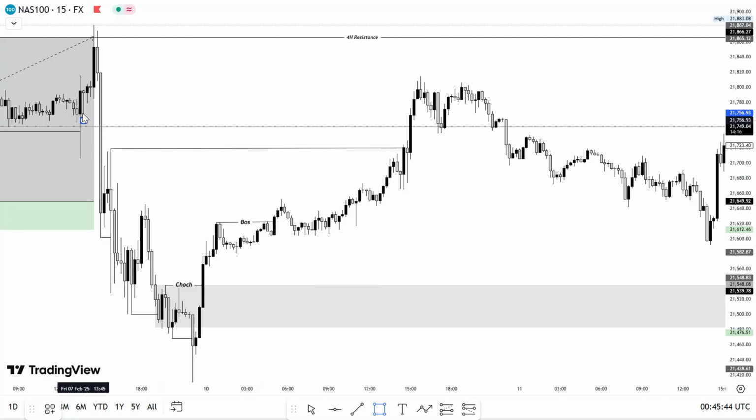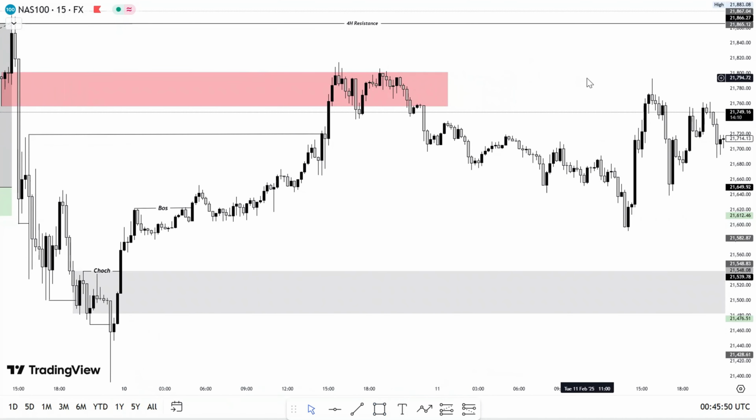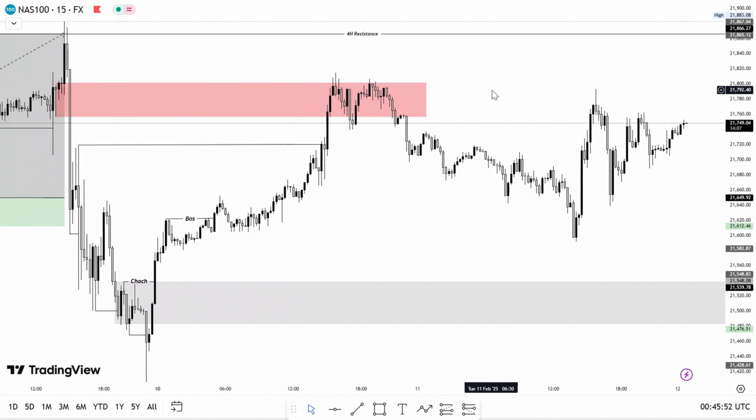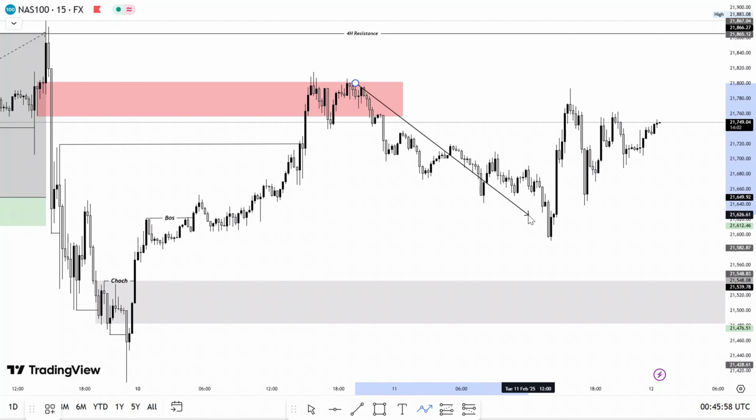Then the market moves up to actually come and mitigate this particular order block here, right? Now, if you observe closely, after the market mitigated that order block, the market was coming down to this level, but then the market got here and moved straight back up.